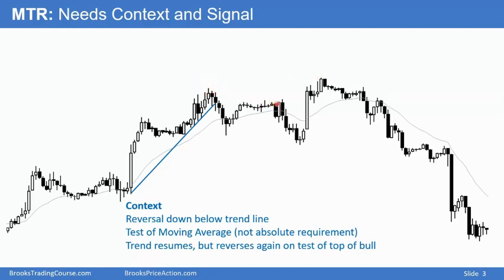Here we had a lower high major trend reversal. Left shoulder, head, right shoulder, head and shoulders top. And we got 2 legs down from the wedge. So wedge top, 2 legs down. And the bull trend resumed after a series of gap bars. Gap bars usually lead to a major trend reversal.